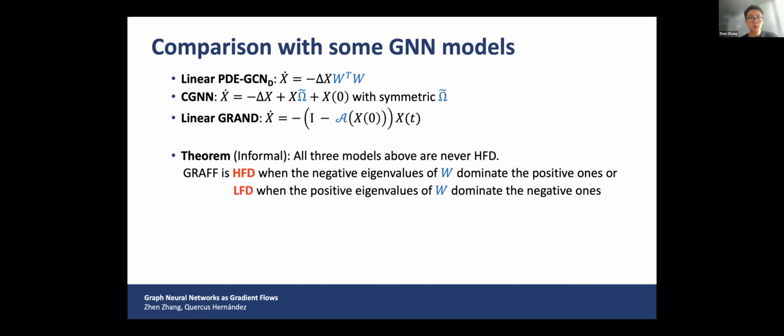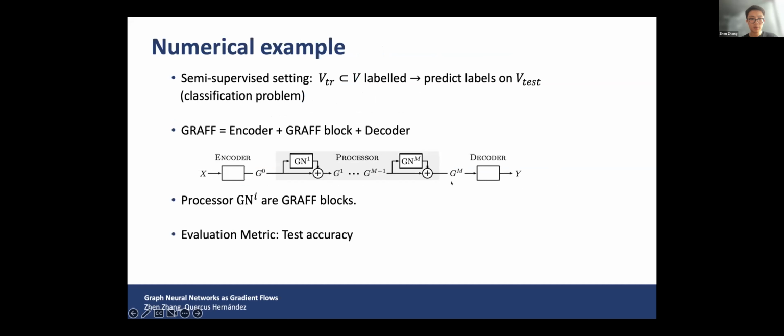And I think the reason they do it is because they only do mathematical analysis on linear dynamical systems, so they need this kind of assumption. And there is an informal theorem in the paper saying that all the 3 models above are never HFD, so they will never be high frequency dominant. However, for graph, it will be either HFD or LFD, depending on the nature of the matrix W, which corresponds to the interaction part. If the negative eigenvalues dominate the positive ones, it will be high frequency dominant. If the positive eigenvalues dominate the negative ones, it will be low frequency dominant.